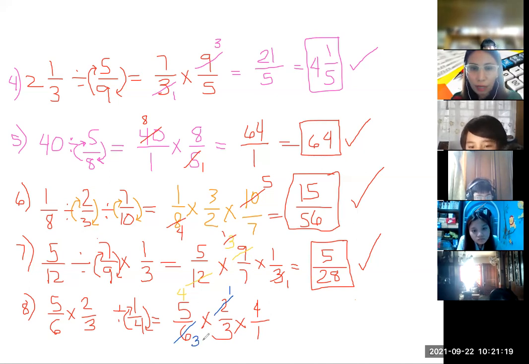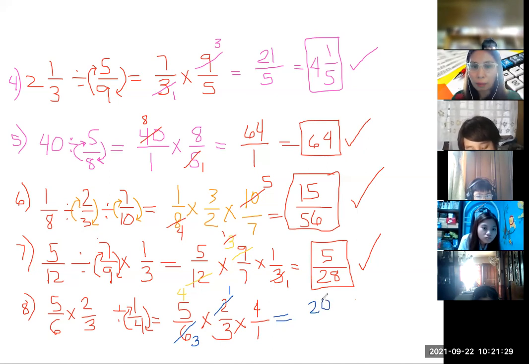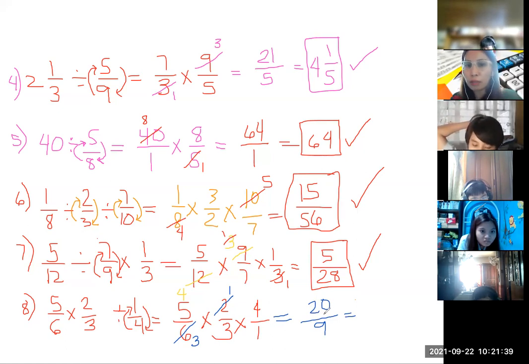Right? Are there numbers that can still be simplified? None anymore, so let's multiply. 5 times 1, 5 times 4, it's 20. 3 times 3 times 1 is 9. So let's divide: 20 divided by 9, how many 9s are there in 20? It's only 2. And then we subtract.